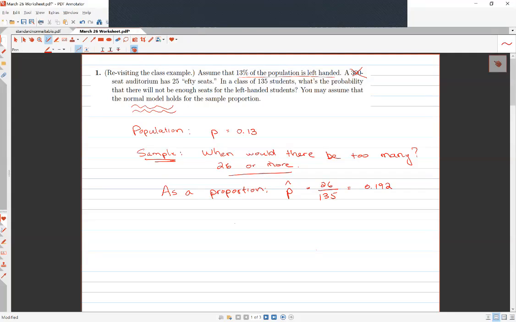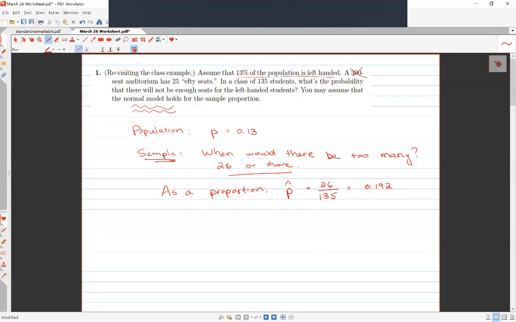0.192. So remember to keep track of the notation here. p on its own refers to a quantity in the population. We know if we look at all people in the world, 13% are left-handed. But if I consider the people showing up for the lecture, the 135, to be my sample, if 26 or more of them are left-handed, then the auditorium can't accommodate them. And I can express that as a proportion in the sample, which I call p hat.